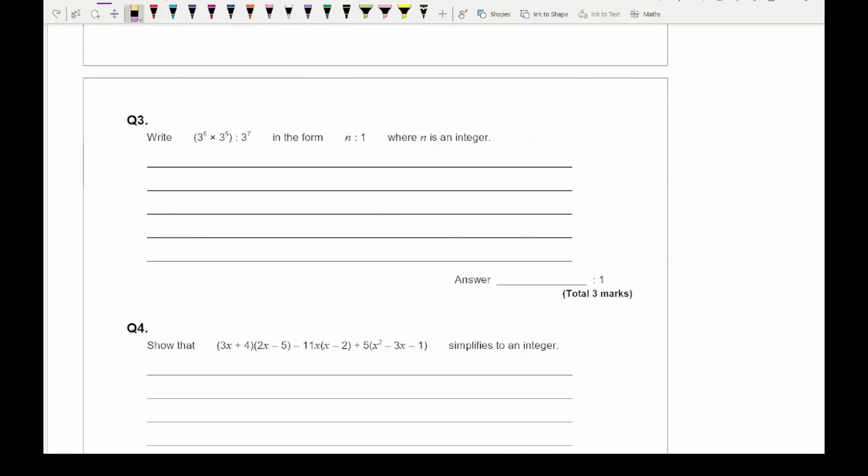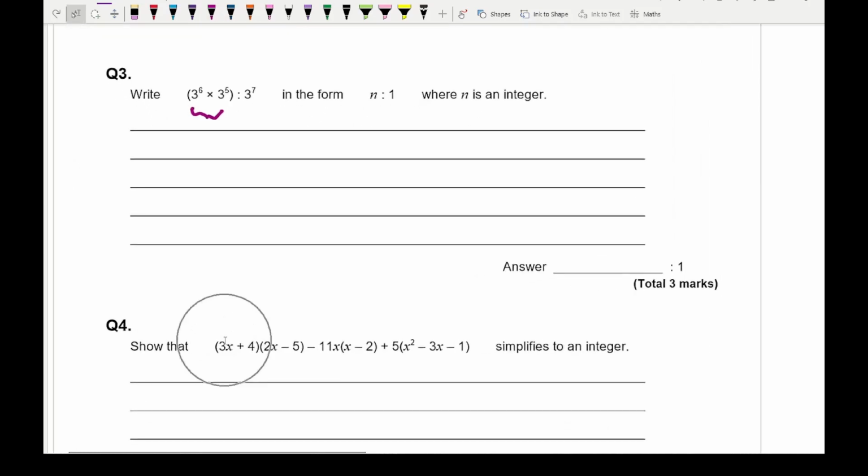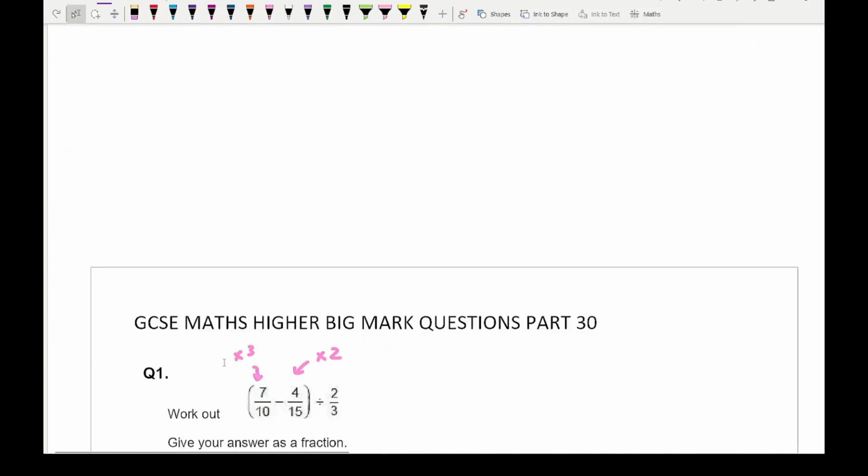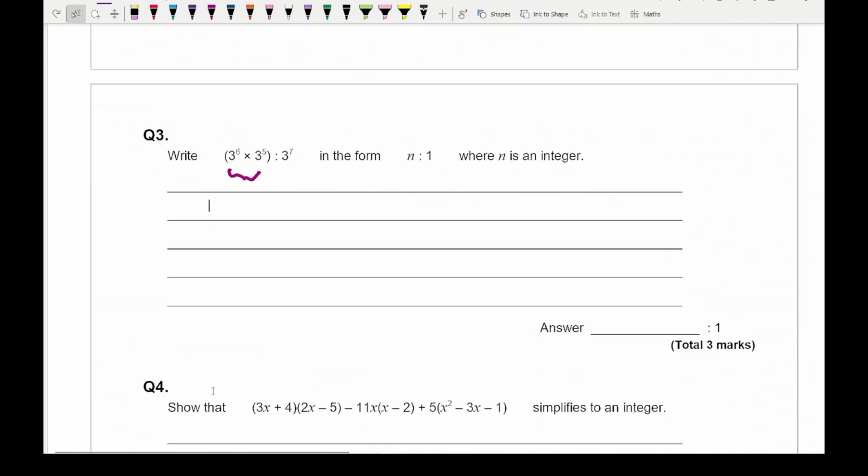Now moving on to question 3, it says write 3 to the power 6 multiplied by 3 to the power 5 to 3 to the power 7 in the form of n to 1, where n is an integer. Now for this, what we need to do is simplify the brackets. So here we've got the base numbers are the same because we've got a base of 3 in both of these. Let me just zoom in so we can see a little bit clearer on the screen. So let's just go to that question there.